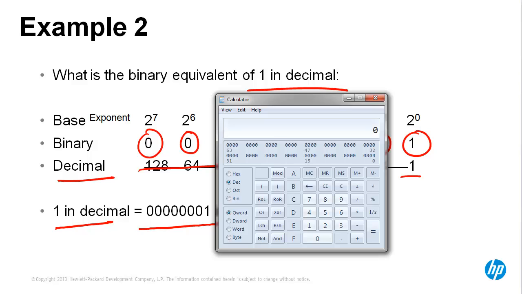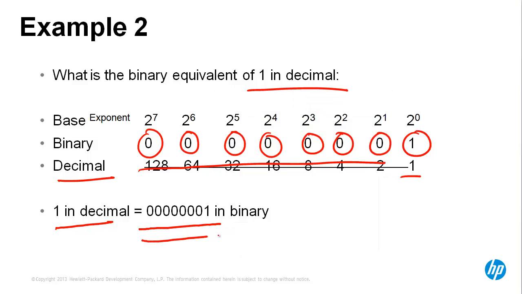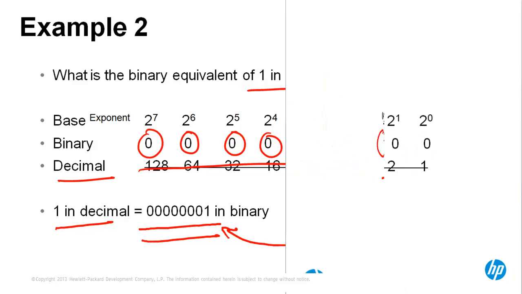Once again, using our Windows calculator, 1 in decimal is equivalent to 1 in binary, but because we're using this mainly with IP addressing, you would tend to write it as follows. The Windows calculator removes the leading zeros. So 1 in decimal is equivalent to 1 in binary.